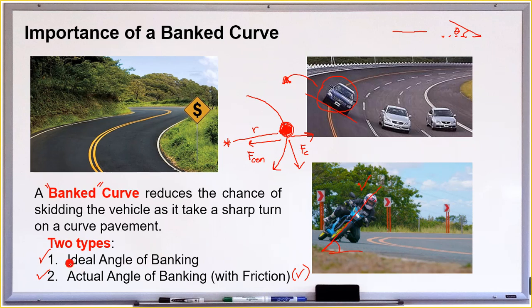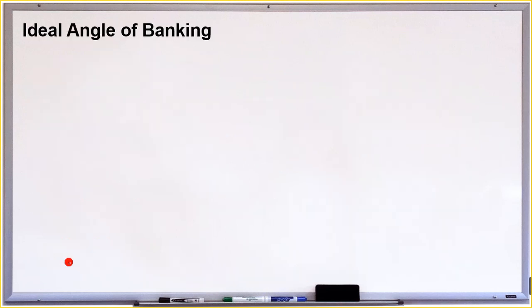But of course, we still need to use the first type, the ideal angle of banking, because this is the basis for comparing the actual and the ideal results. So let's start with the first type, the ideal angle of banking, wherein we neglect the effects of friction.